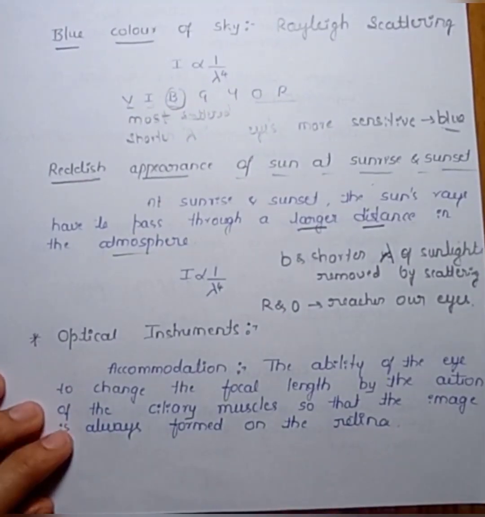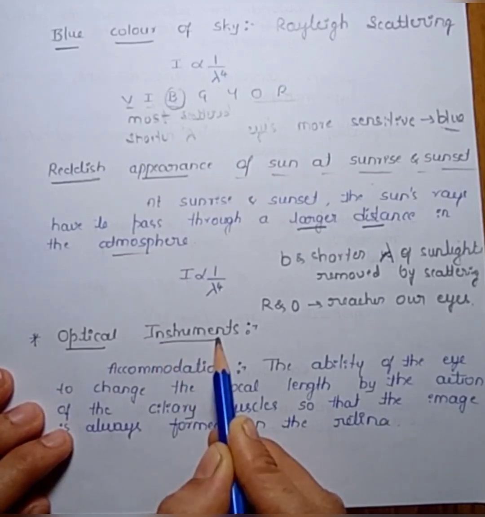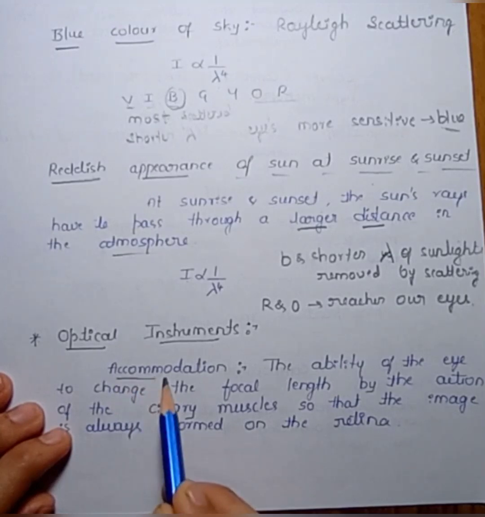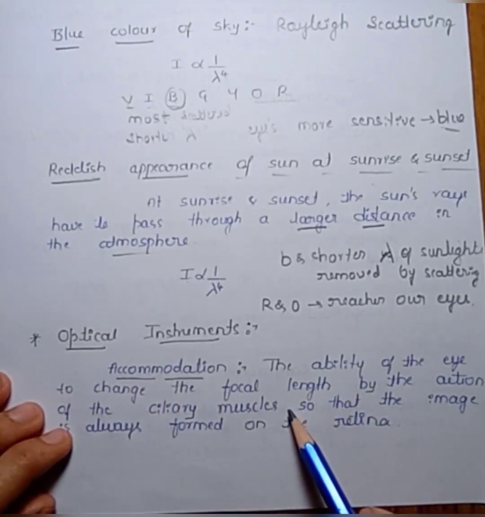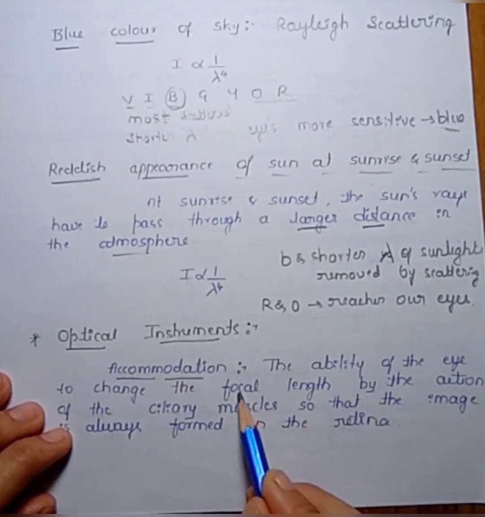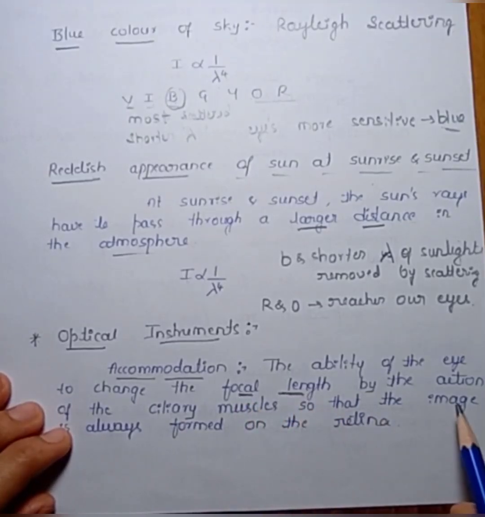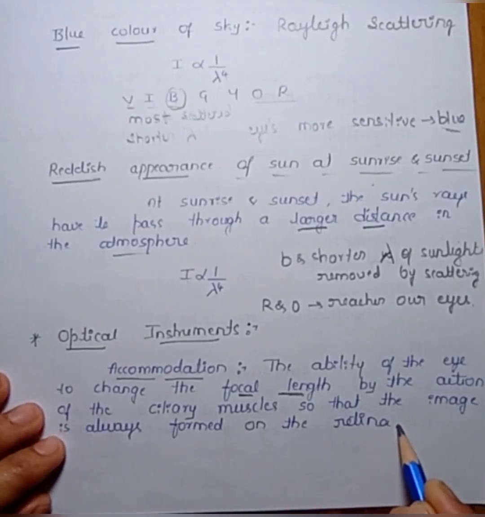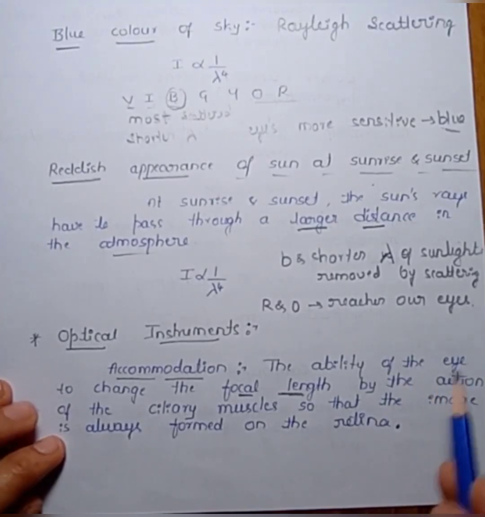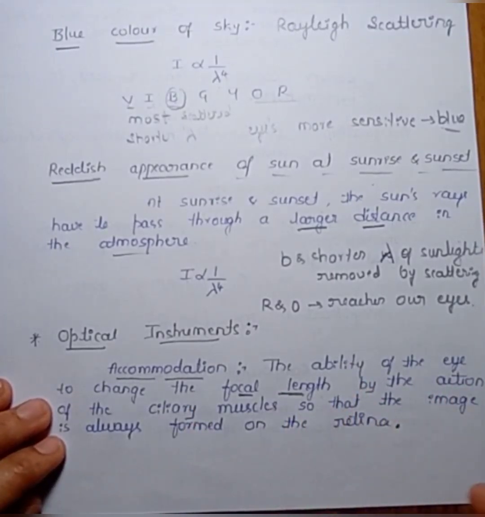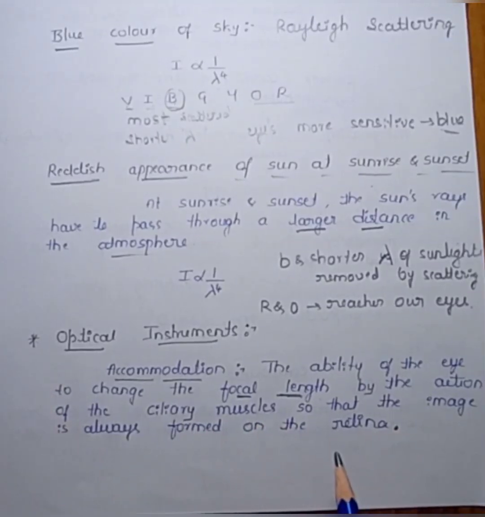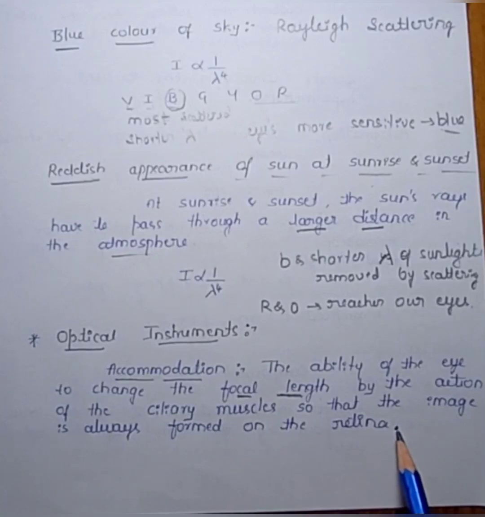Next concept is optical instruments. Before going to that concept, we have to know the concept of accommodation. Accommodation means the ability of the eye to change its focal length by the action of the ciliary muscles so that the image is always formed on the retina.